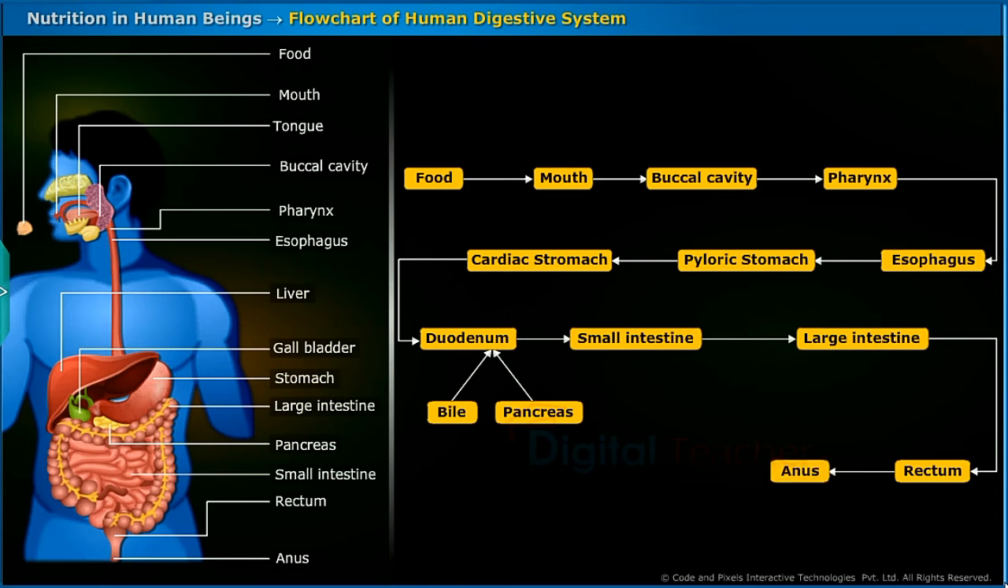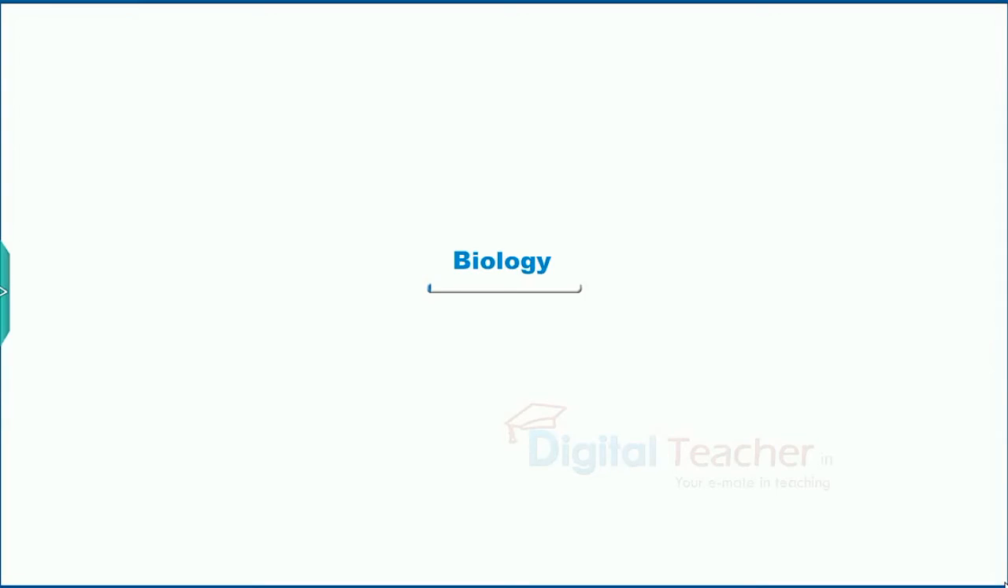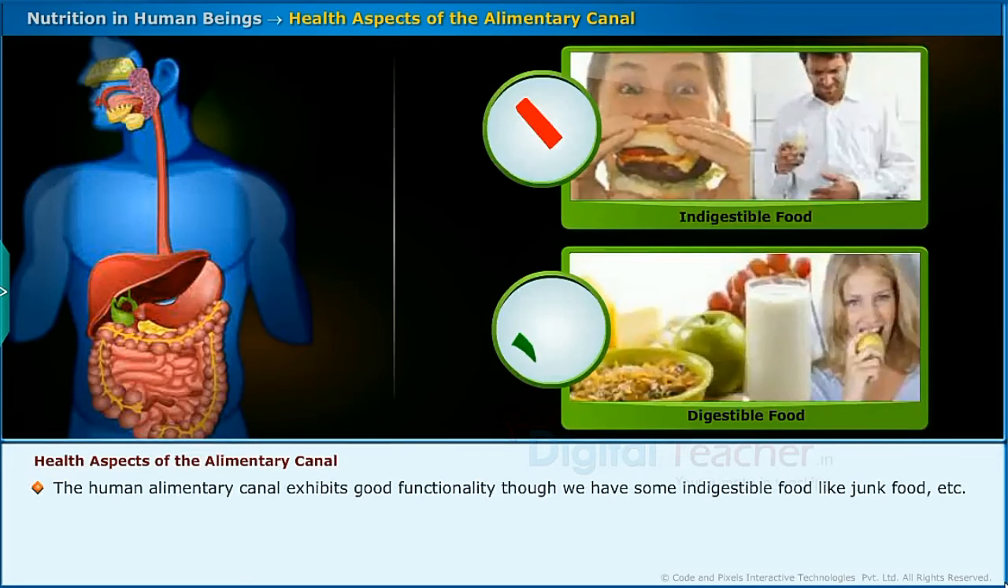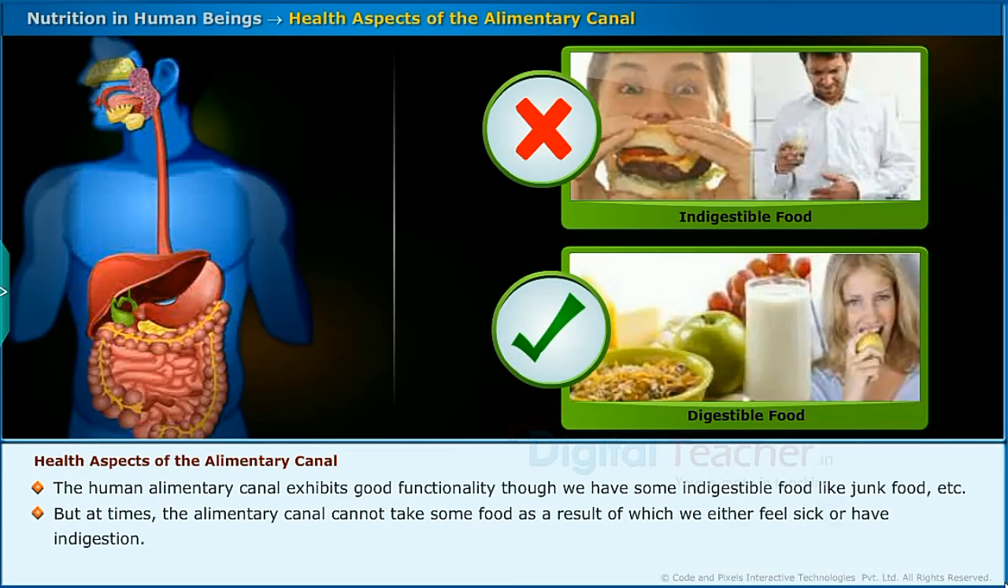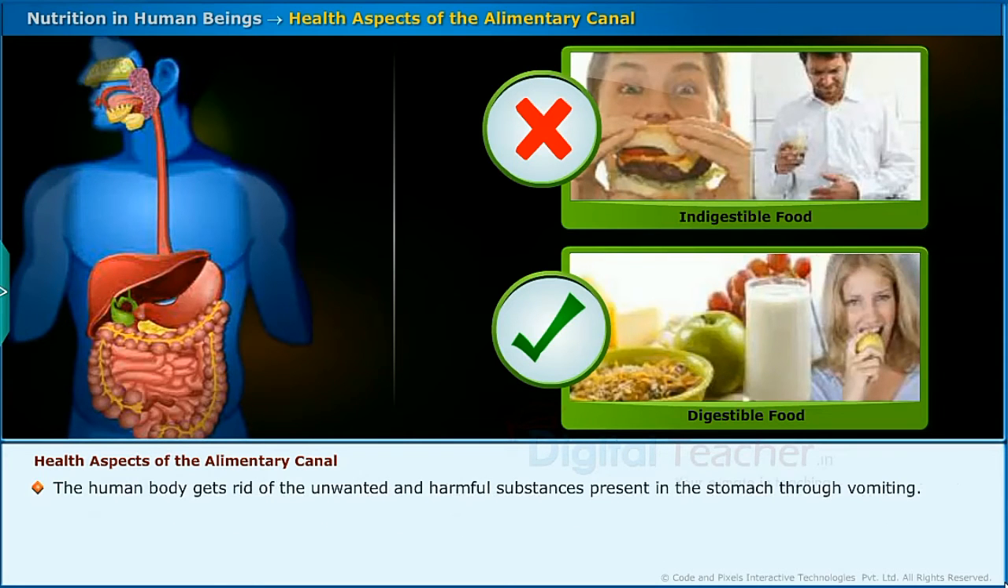Excess or improper intake of food cause health issues with the alimentary canal. Let us learn about all such aspects associated with the alimentary canal. The human alimentary canal exhibits good functionality, though we have some indigestible food like junk food, etc. But at times, the alimentary canal cannot take some food, as a result of which we either feel sick or have indigestion. The human body gets rid of the unwanted and harmful substances present in the stomach through vomiting.